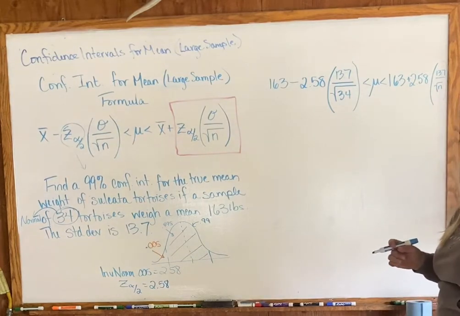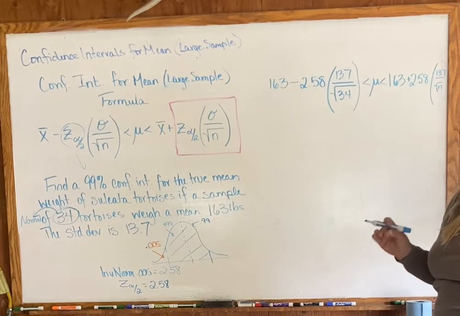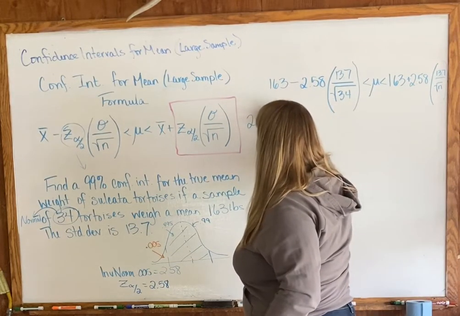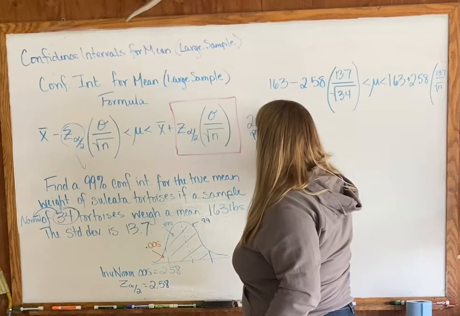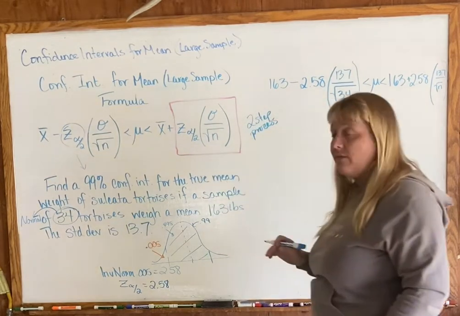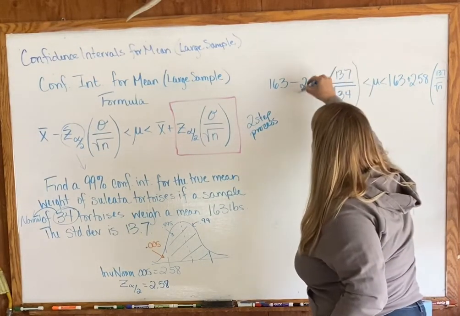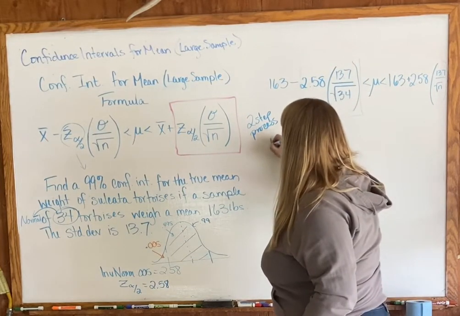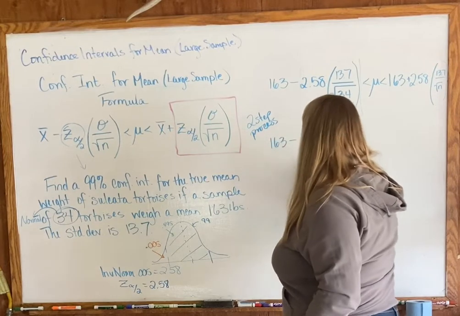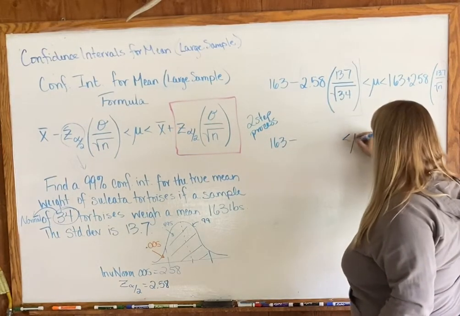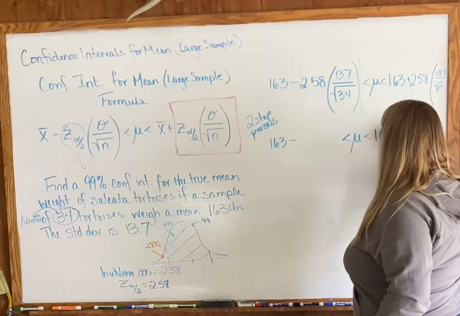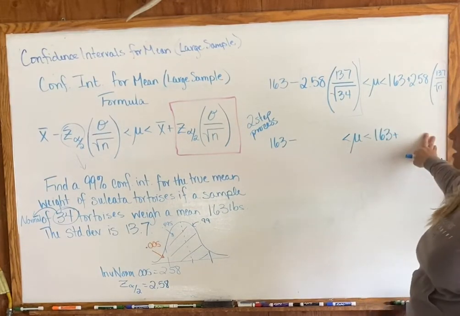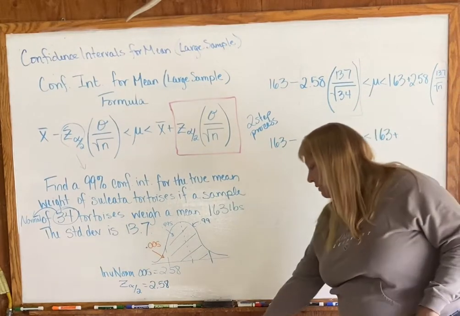Now, I always want you to do this as a two-step process, okay? The first step is to find that margin of error. So the first thing you're going to do in your calculator is plug in just this bit. So we're going to have 163 minus, and then we're going to put something here. And on this side, we're going to have 163 plus, and it's going to be the same thing on both sides, right? But you're going to find that bit first.